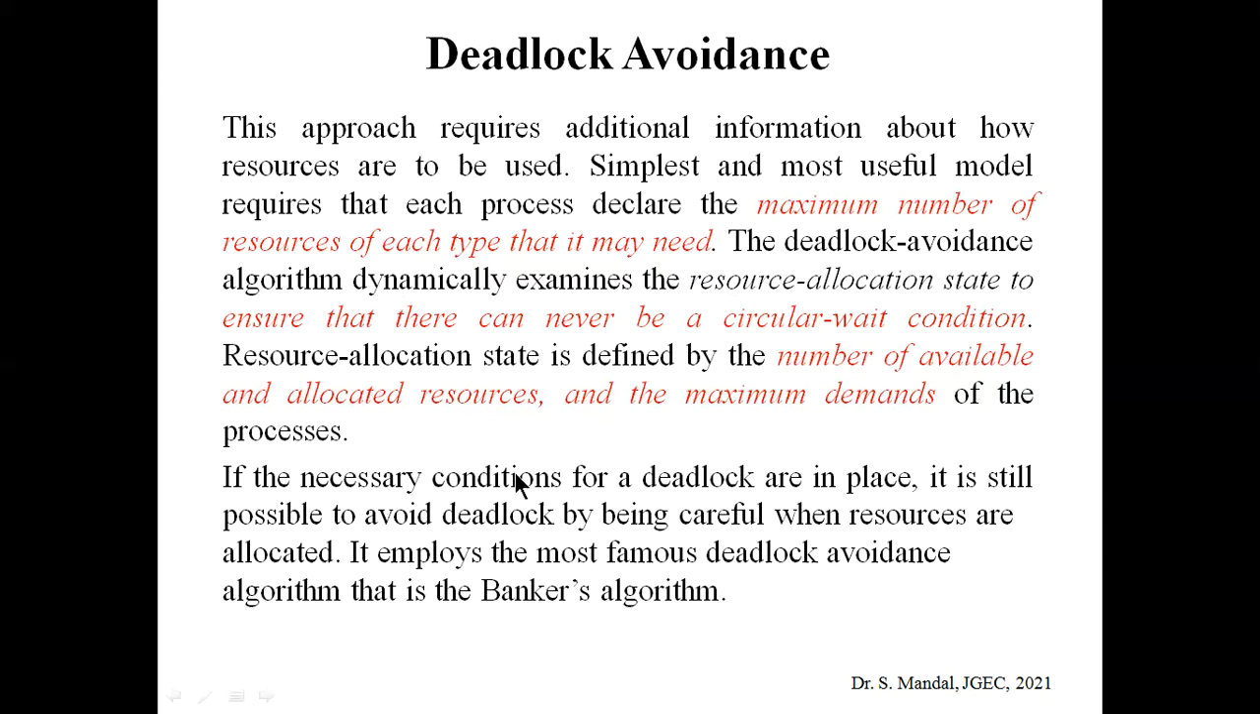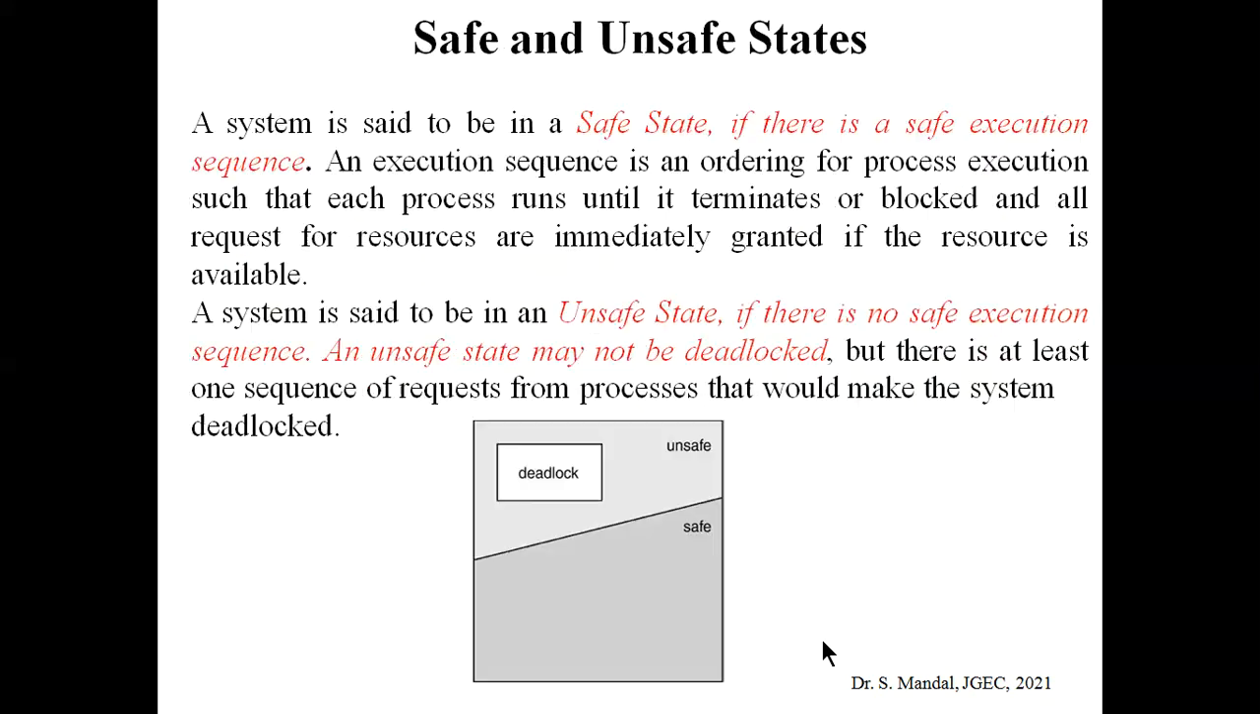Now, if the necessary conditions for a deadlock are in place, it is still possible to avoid deadlock by being careful when resources are allocated. One of the most useful and famous deadlock avoidance algorithms is the Banker's algorithm. Another is the resource allocation graph algorithm. Before going through these two algorithms, let's define safe and unsafe states.